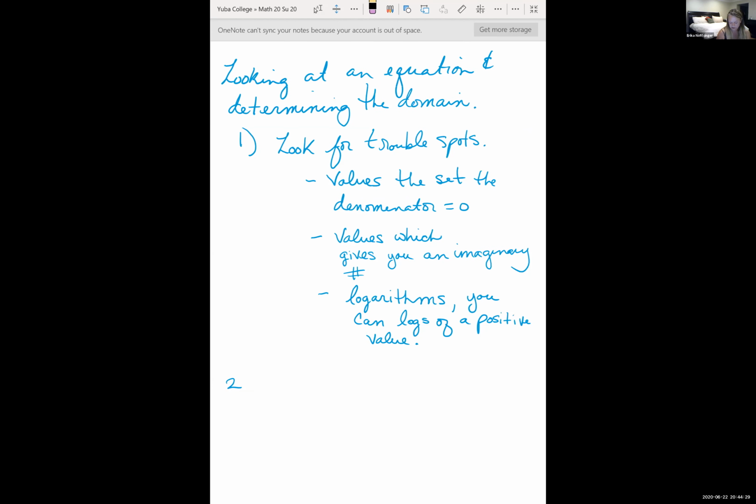And so look for your trouble spots and then exclude your trouble spots from the domain. So the domain are all values except the trouble spots.